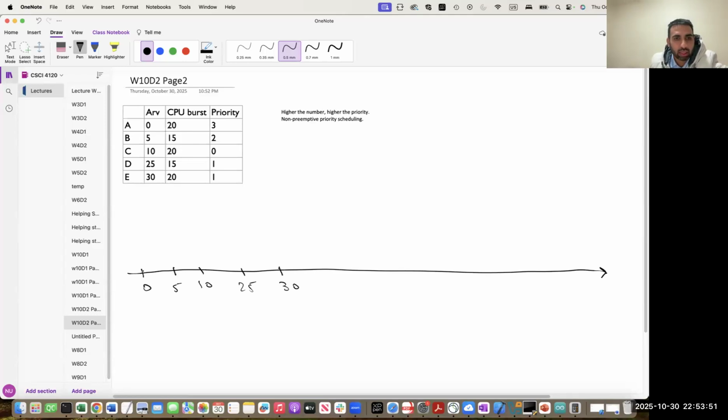Now at time 0, we don't have any other candidate, only A is ready, right? And it has CPU burst of 20, so we will allow it to run for 20 time units. Let me put here A, B, C, D, E. I will allow it to run for 20 time units, even though B and C are becoming ready at 5 and 10, because I am using the non-preemptive variant. B and C anyway have lower priority, so they cannot preempt. Even if they had higher priority, they cannot preempt because we are using the non-preemptive variant.